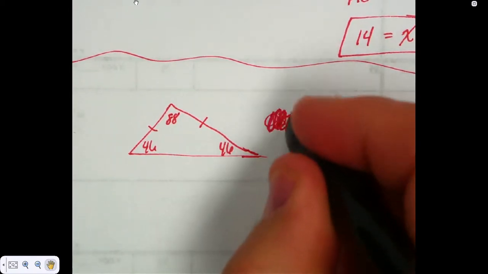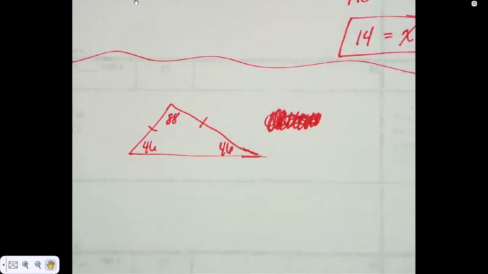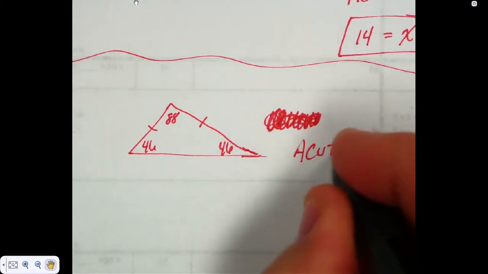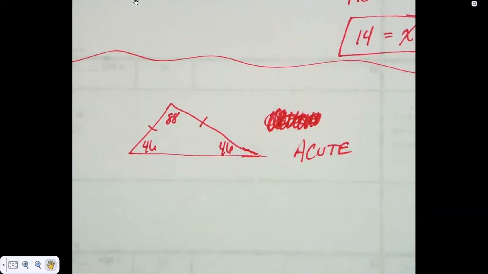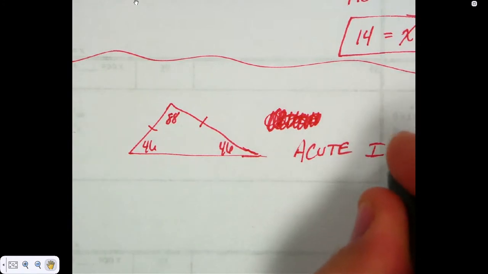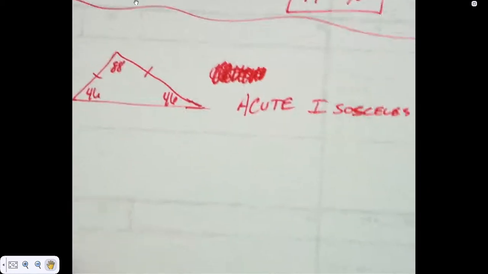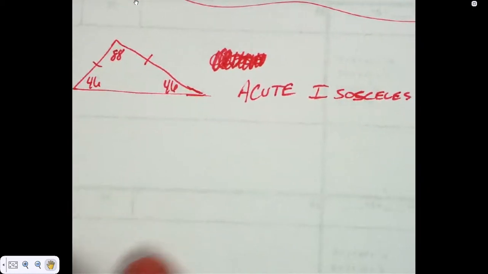Well, no, I just went by what you guys said. Why, it's not obtuse, is it? No, it's acute. All the angles are what? Less than 90. So it's a what? Acute. Acute what? Isosceles. Acute isosceles. Easy enough, right?